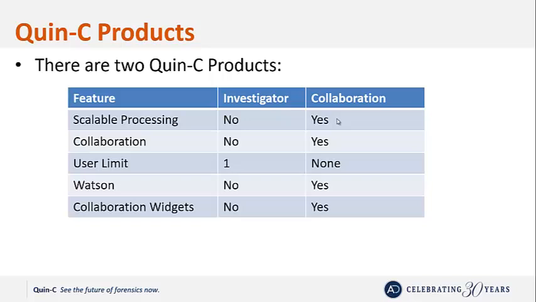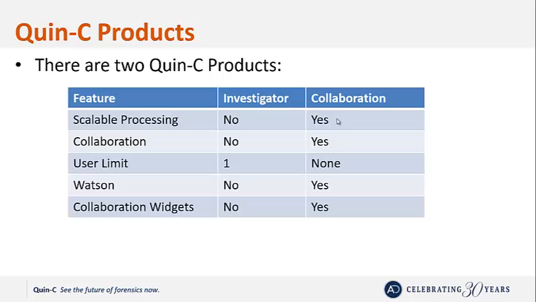User limit. Investigator allows one user in addition to the administrator. Collaboration has no user limit. You obviously will need hardware to support a large number of users. You may need even to load balance among a bunch of Quincy listeners, but there is really no practical limit to the number of users you can support using Collaboration.